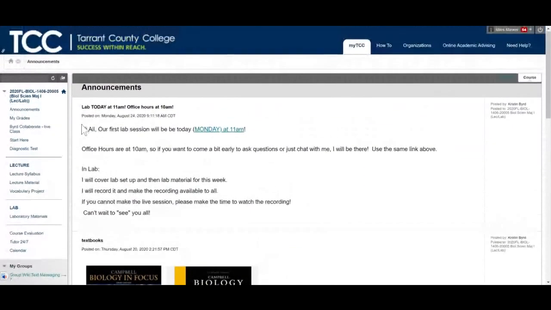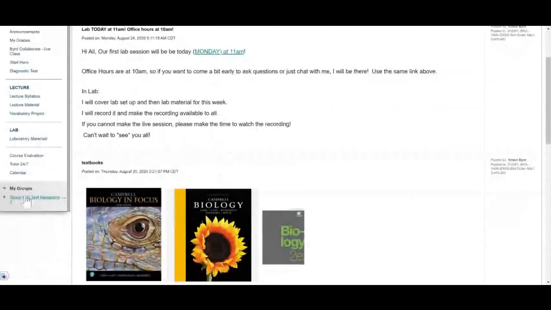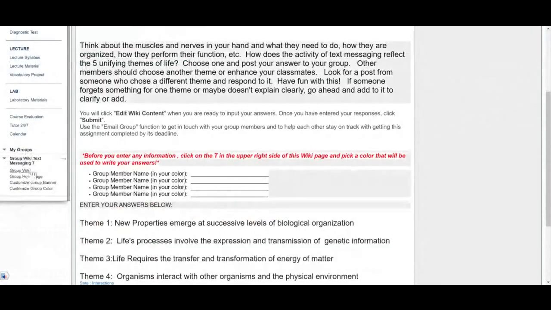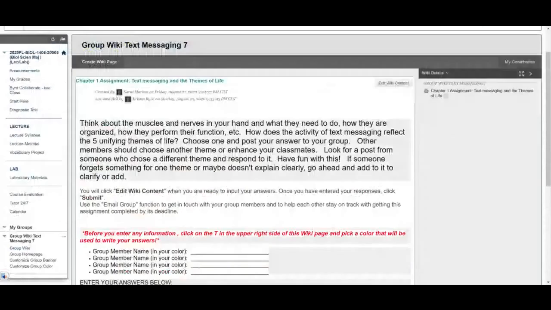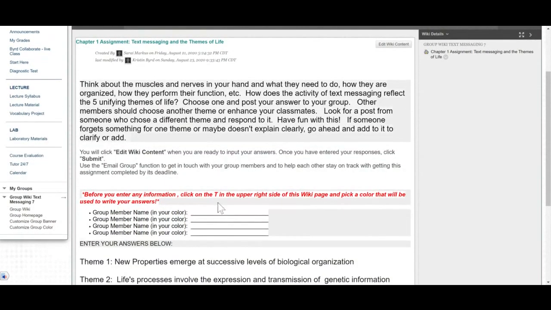All right. So to do the group wiki, on the left menu, scroll down where it says My Groups. And see where it says Group Wikis Text Messaging. Click on that. Click on the, yeah, there you go. All right, and so it gives you kind of the instructions how to do it right here. So you're going to think about muscles and nerves in your hand and what they need to do and how they're organized and how they perform their function. And then you're going to relate those to the themes of life, okay? Now you're going to put your name in red or a color, in any color.